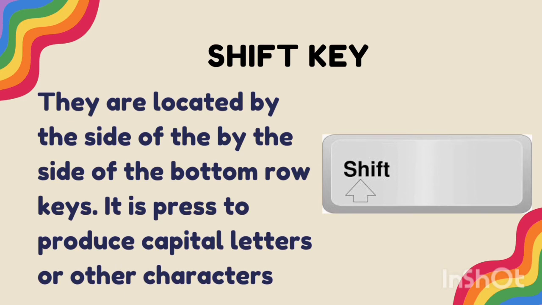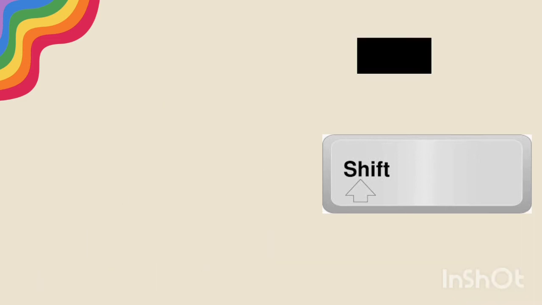It is pressed to produce capital letters or other characters. For example, if I want to type my name in capital letters, I can simply press and hold the shift key and then type the letters. And you see it will display on the computer screen in capital form. Just press and hold your shift and press the letters.